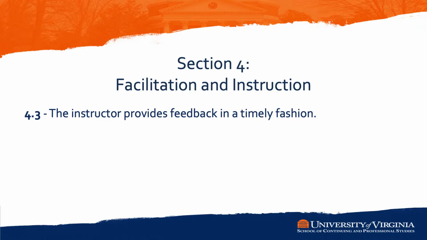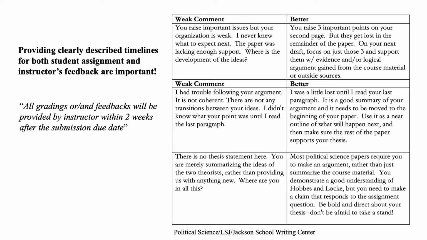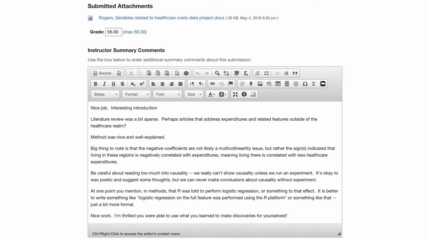Next objective of section 4 is the instructor provides feedback in a timely fashion. Providing clearly described timeline for both student assignments and instructors' feedback is very important in an online course. You may say like this, all grading and feedback will be provided by instructor within 2 weeks after the submission due date. Also, it will be much better if you can provide detailed feedback on their papers or projects as shown in the image here, rather than just giving them a grade or point.